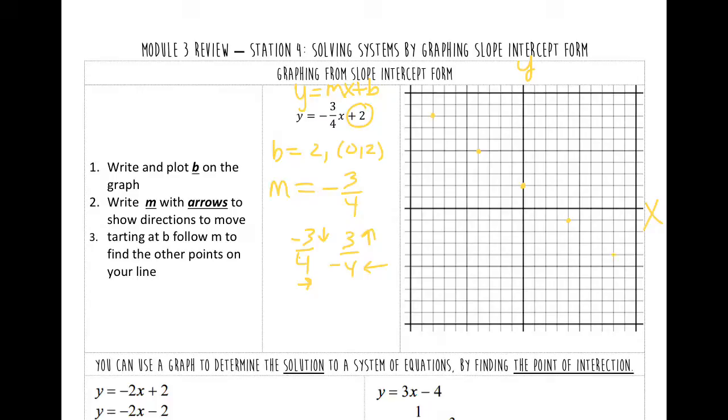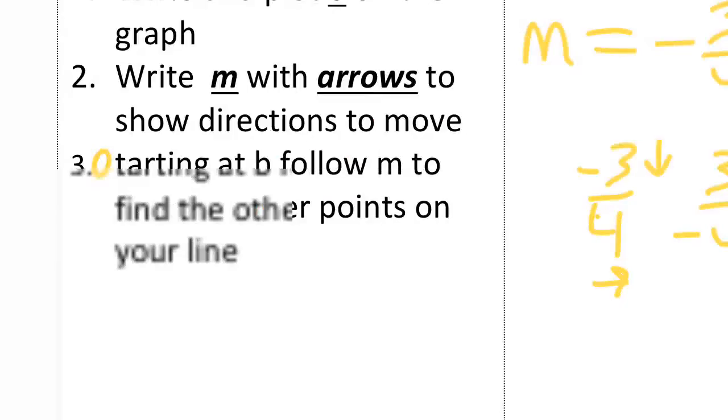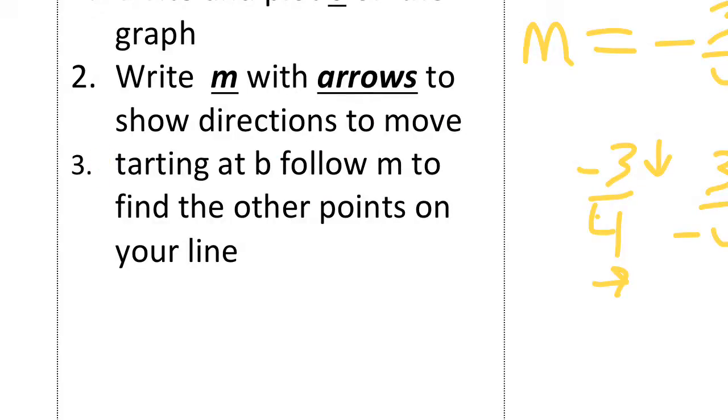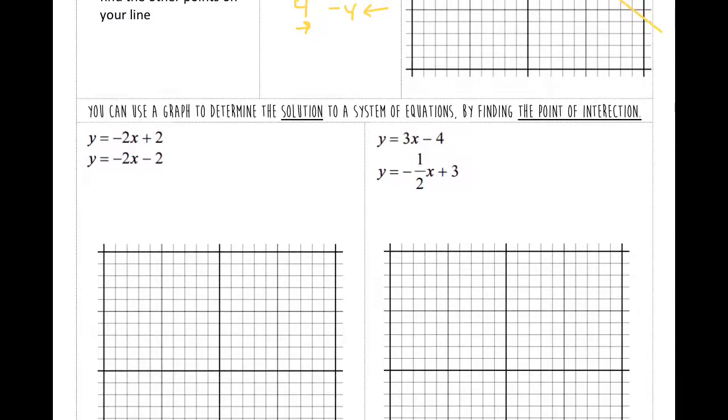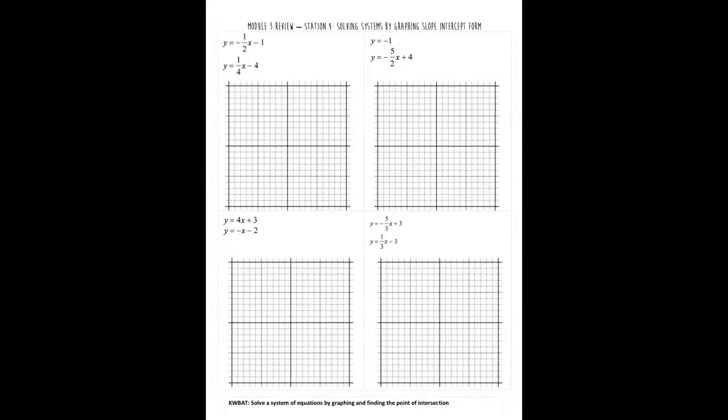And for these problems, you really want to put as many points as you can on the graph. That way you can actually see where you're going to intersect with another line and be able to tell me the exact point of intersection. And hopefully your line looks a lot better than mine because you have rulers. Oh, that came out pretty good. So this last step should be starting at b, follow m.